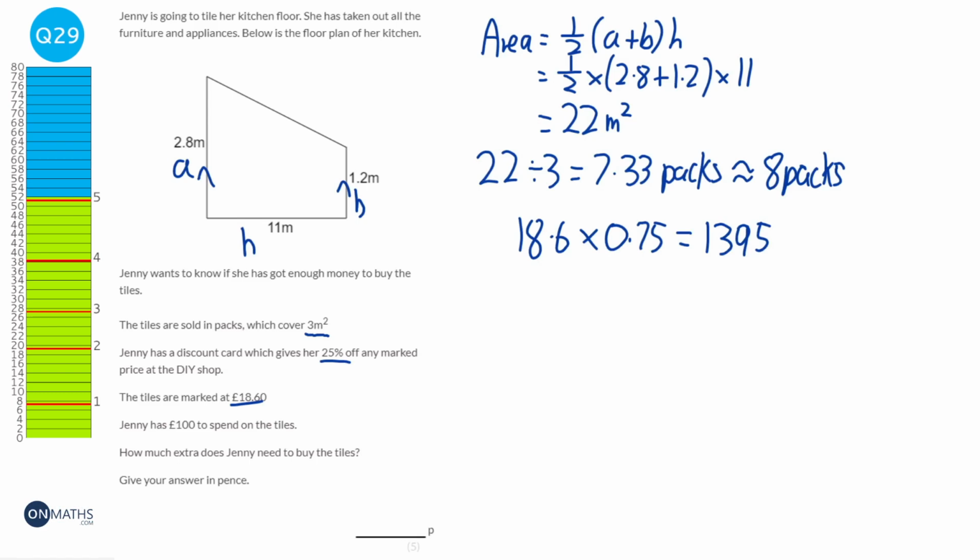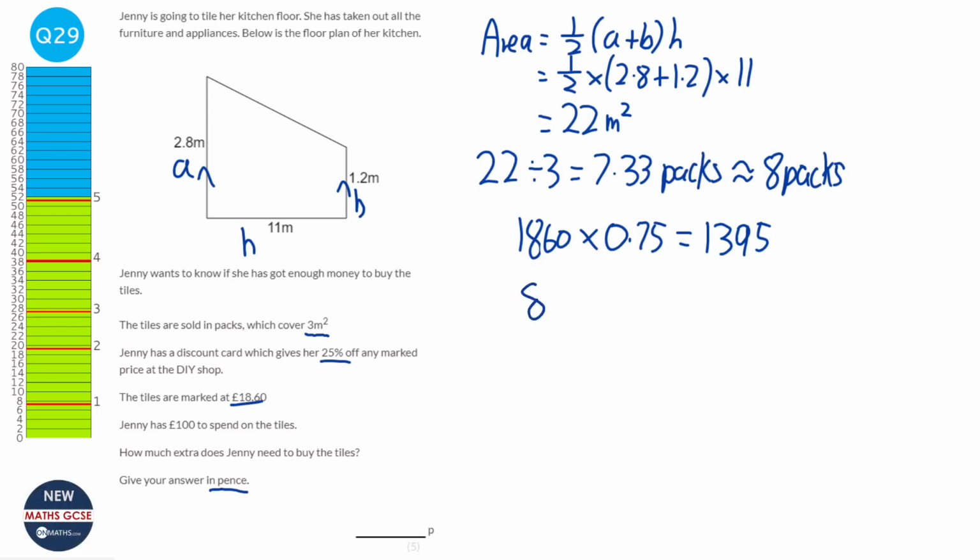Now I've done this in pence and I've kind of muddled it together here, so really let's just go back. So that would be 1,860 times 0.75, and so each pack will cost 1,395, and the reason we're doing this in pence is the answer needs to be given in pence, so I might as well just make that conversion now.